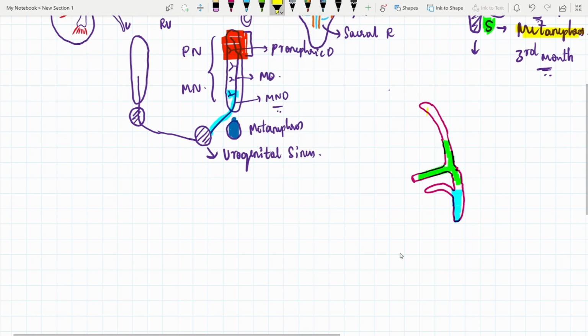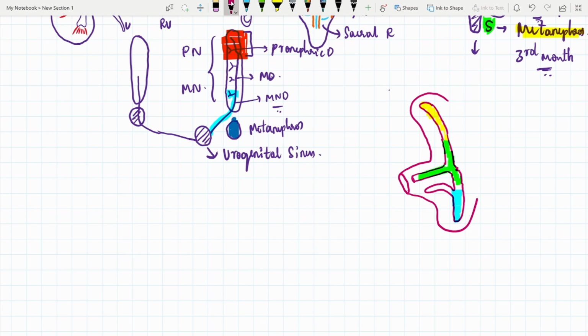And this is foregut. And finally, this is embryo. This is umbilical cord. And this is embryo, right? Just a diagrammatic representation. See here. This is allantois. I will take this part.